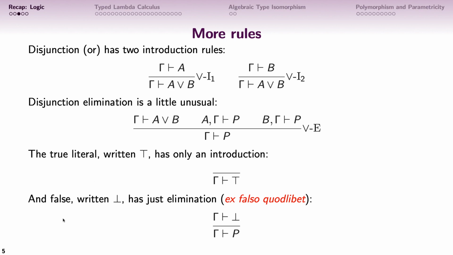And false is something that you can never prove. So there is no introduction rule for false. There is, however, an elimination rule for false. And what it says is, if you can prove false, then you can prove anything.